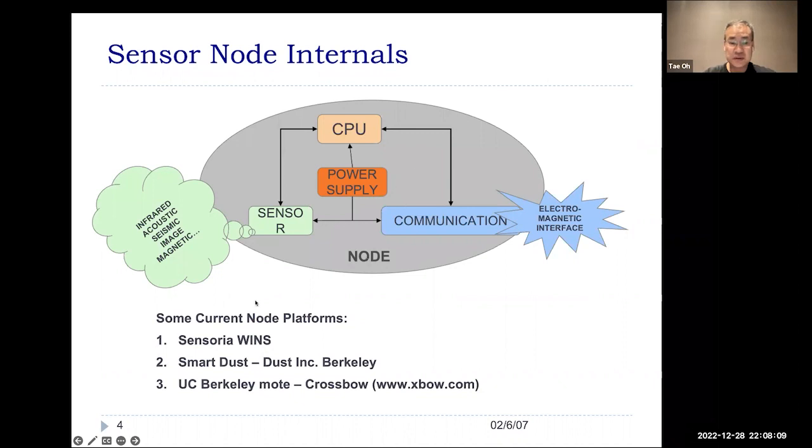So this is the minimum. Current sensor node platforms include Sensoria, Wind, SmartDust, and Berkeley. This is one of the first sensors back in the 90s. It was created for research purposes. It became pretty popular, and there are many sensor nodes out there, and when they were created, it became pretty popular at the time. But it was not a reliable sensor node, I should say.